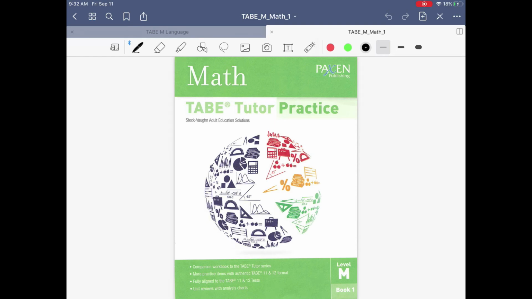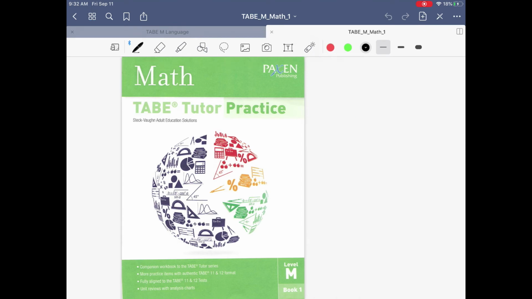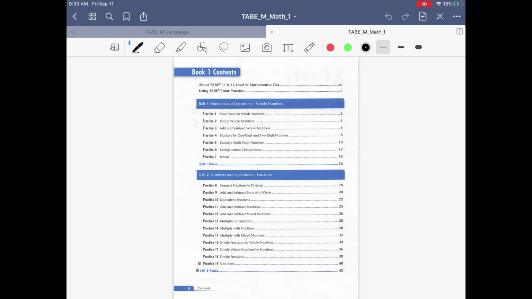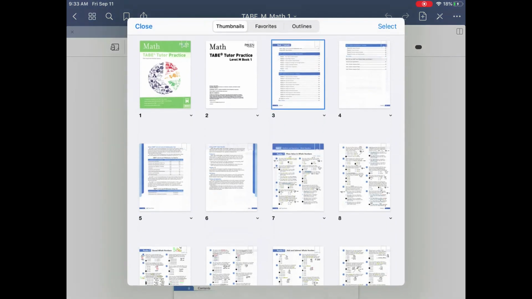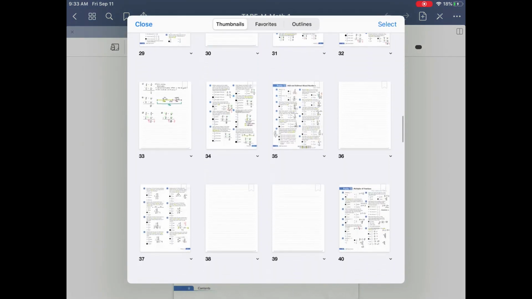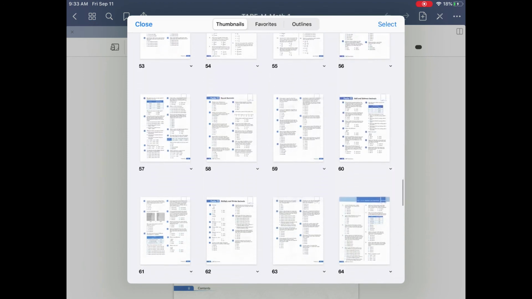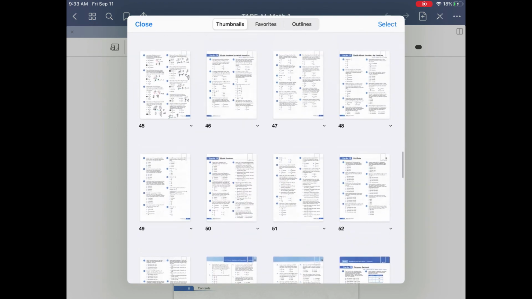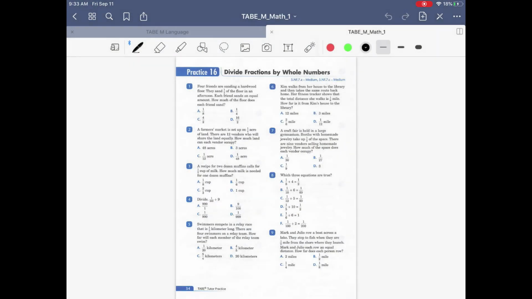In this video, we are looking at Practice 16 in the TABE Tutor Practice Math Workbook 1. Practice 16 starts on page 34. So if you turn to page 34, and I will do the same. I'm having to look for mine in this long list, but here we are. This is about dividing fractions by whole numbers.